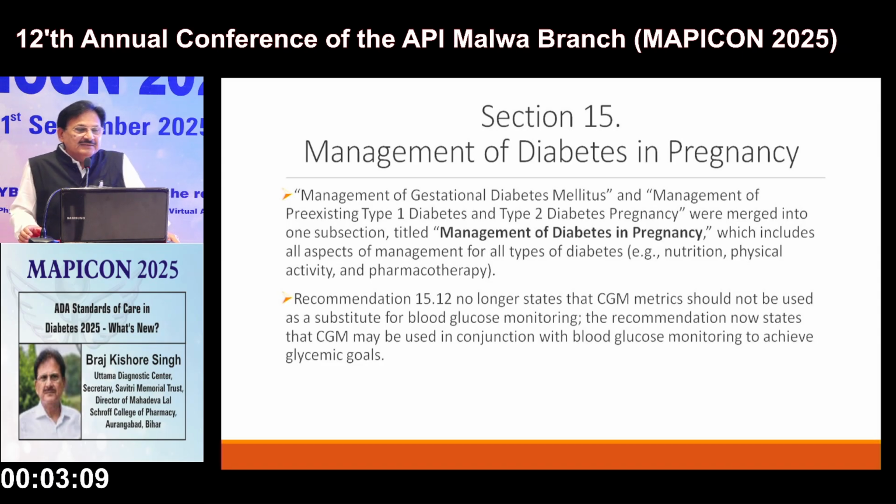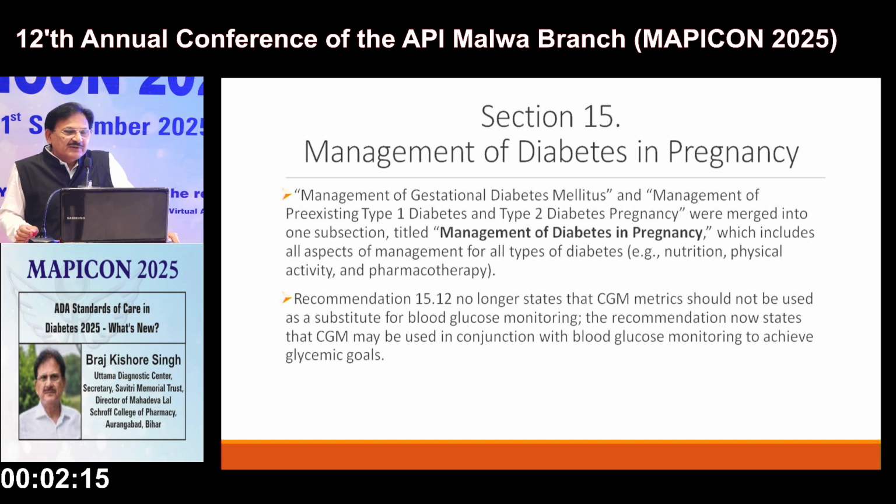And regarding the management of diabetes in pregnancy, we have already said that whether you use the term gestational diabetes mellitus, or management of pre-existing type 1 or type 2 diabetes, the treatment is more or less the same, either insulin or metformin or another drug. So they have merged it into one new section, management of diabetes in pregnancy. Nothing separate for gestational diabetes mellitus, pre-existing type 1 or type 2, all incorporated in the management of diabetes. I think it's a good approach. Why should we separate them, when the treatment is more or less the same?